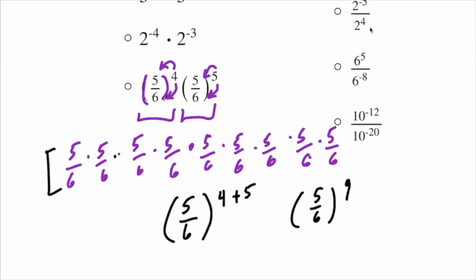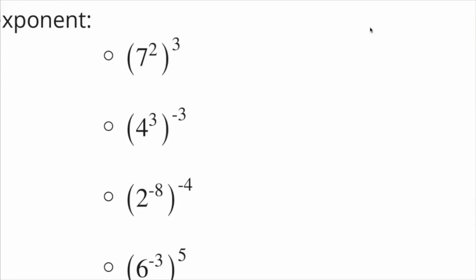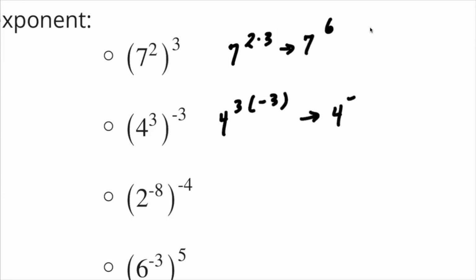In contrast, here we have power to a power. Our rule is raise the power to a power, multiply the exponents. So this is going to be 7 to the 2 times 3, which is 7 to the 6th. This is 4 to the 3 times -3, which is 4 to the -9. Notice that you do need to know those rules. This one's easy. Positive times positive is positive, but now we've got positive times negative is negative. So those rules aren't going anywhere.